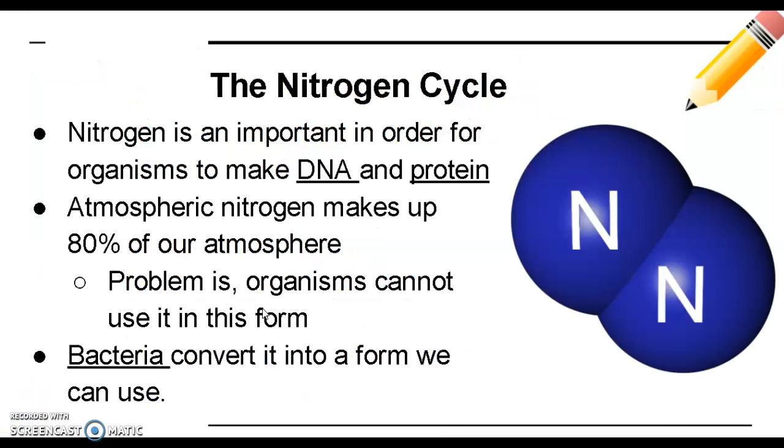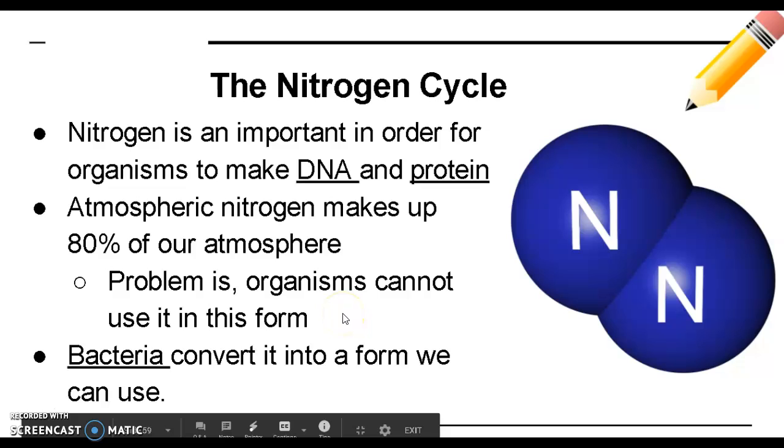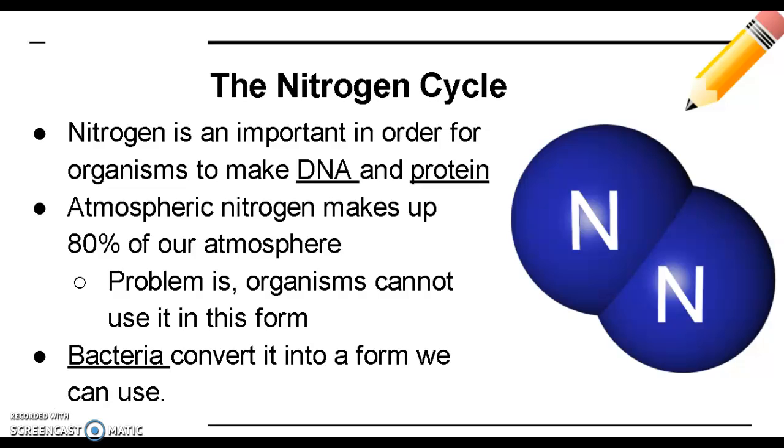The last cycle we need to talk about is the nitrogen cycle. And nitrogen is a really important element in order for organisms to make DNA and protein. So we need nitrogen for those two things. Most of our atmosphere is made of nitrogen. 80% of our atmosphere is nitrogen. The problem is that organisms, we can't use it in this form. We breathe it in, we just breathe it out. We don't do anything with it by just breathing it.